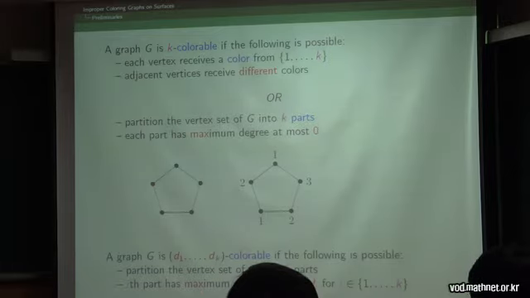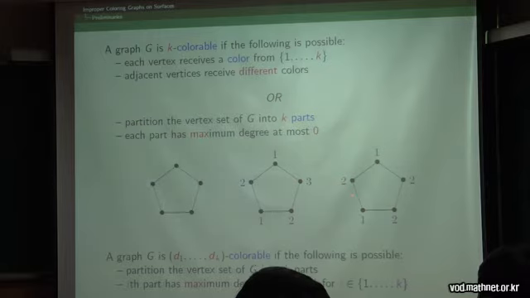The i-th part is going to have maximum degree at most d_i for every i between 1 and k. So instead of having each part being an independent set, you're going to allow some vertices to have some neighbors of the same color. This is weaker than k-coloring. But what this allows is that now this 5-cycle you can partition into 2 parts such that one part induces an independent set, so the maximum degree is 0, but the other part has maximum degree at most 1.